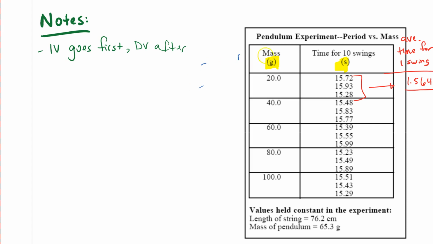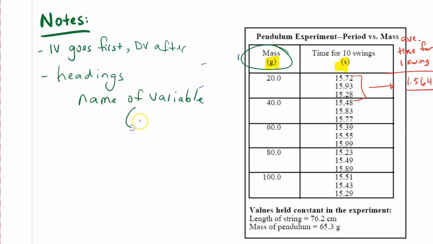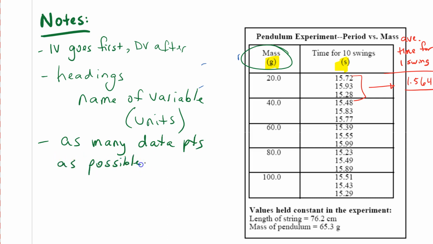This first one here has the headings. Headings should name a variable, in this case mass, and then in parentheses the units. So g stands for grams, and that's the units. I'm going to just add as many data points as possible. Eight to 10 is a good minimum.